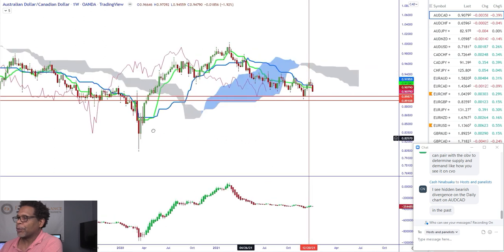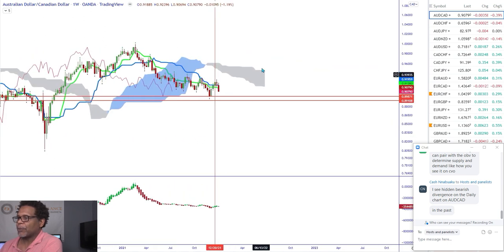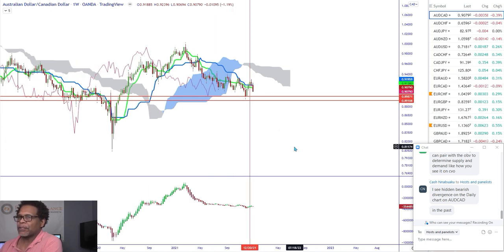So I'm going to show you now. This cloud isn't really that thick, so I don't believe we found a bottom. It's flat, but we still have a little bit of angulation on span A. Span B is flat, and it's not super thick. If span B starts to roll down, then we're continuing to the downside. I believe we do see more downside, at least to this point. Okay, so that's looking at the weekly.